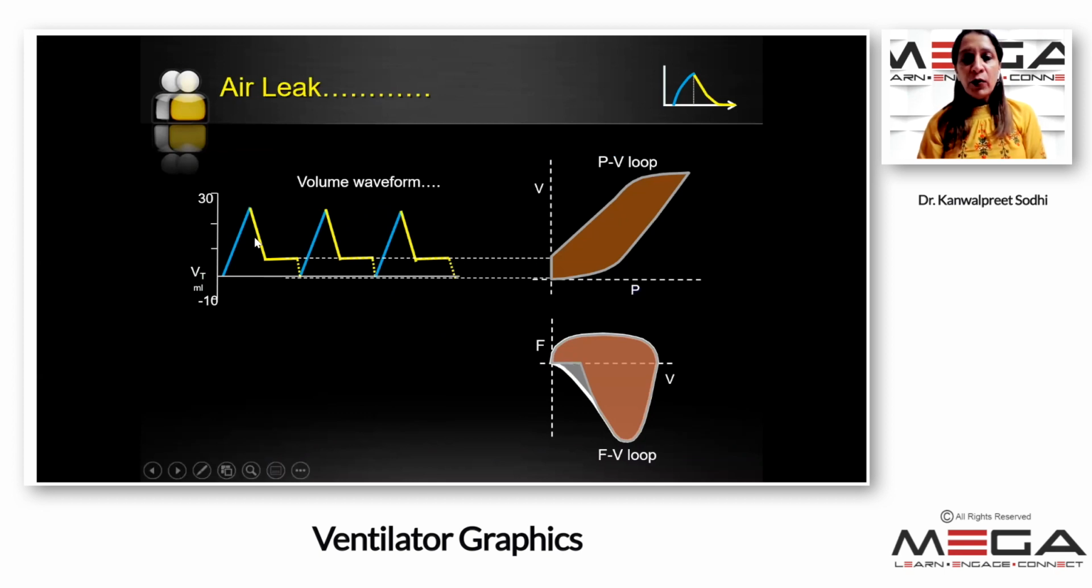So air leak we can look at from the volume time graphic, wherein in the expiratory limb, this much amount of air has been lost. From the pressure volume loop, wherein in the expiratory phase, the baseline was not touched on the y-axis, this much volume was lost. And in the flow volume loop, wherein the expiratory limb did not touch the baseline on the x-axis, this much volume was lost. So these are the multiple graphic representations of air leak occurring in the system.